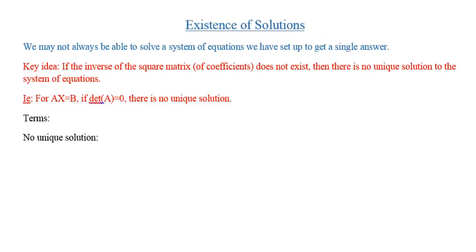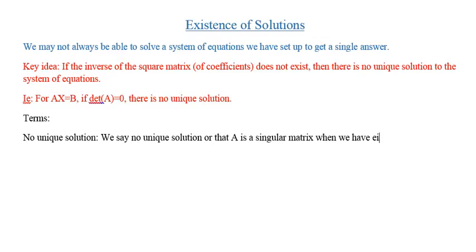So we say no unique solution, or that A is a singular matrix. This is when we have either an infinite number of solutions or no solution at all. Otherwise, if there's no unique solution, the only other option is for there to be a unique solution.